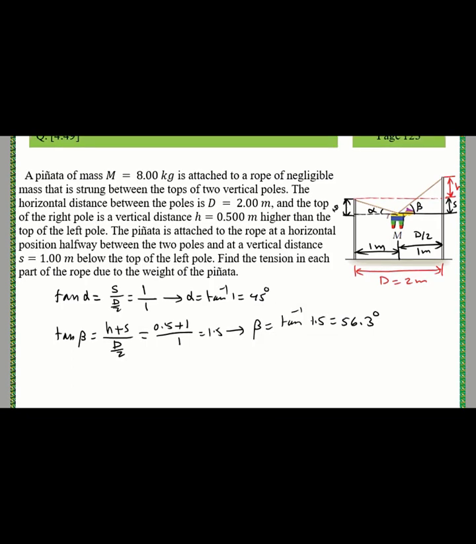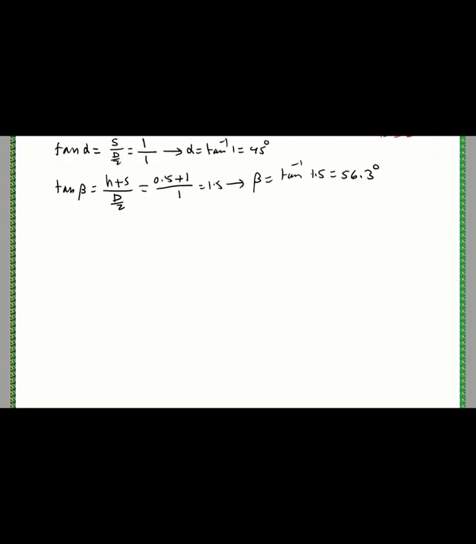Now the question becomes very easy, since we know the angles. Let us draw the free body diagram. This is the x-axis and this is the y-axis. Here is the piñata. Here we have tension T1 and here we have tension T2. This angle is beta and this angle is alpha. We have the weight in this direction.